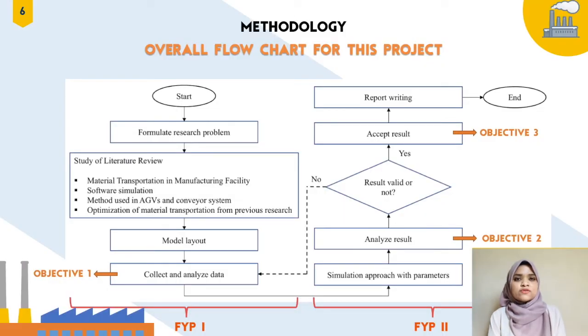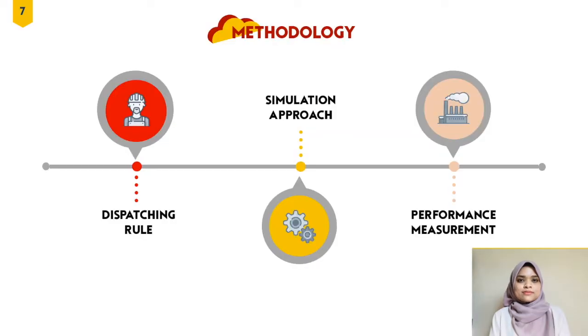Here is the overall flow chart for this project. On the left side is the process that has been completed in FYP1 last semester, while the right side is to be accomplished in FYP2. Objective 1 could be achieved in FYP1 by collecting and analyzing data, while Objective 2 could be achieved by analyzing the result after the simulation approach, and Objective 3 during accepting the results. This is the detail of the method in accomplishing this project.